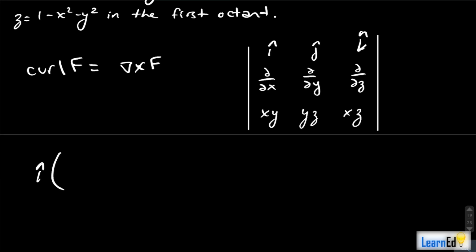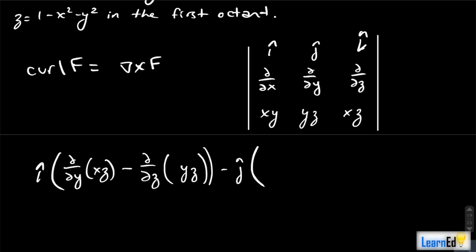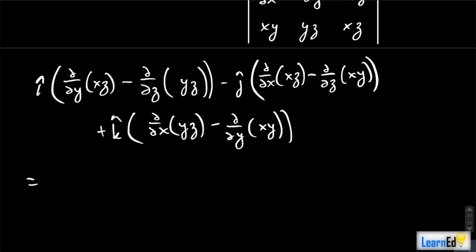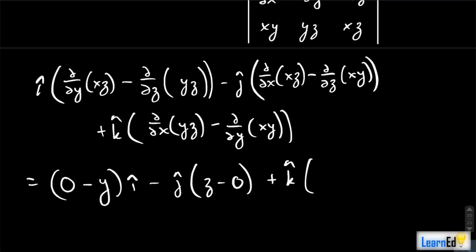We have i hat times d/dy of xz minus d/dz of yz, minus j hat times d/dx of xz minus d/dz of xy, plus k hat times d/dx of yz minus d/dy of xy. So this is all going to equal the partial derivative with respect to y of xz, which is 0. Okay, and then we have minus, this will be y i hat, minus j hat times we'll get a z minus 0. We'll get plus k hat times, this will just be 0 minus x.